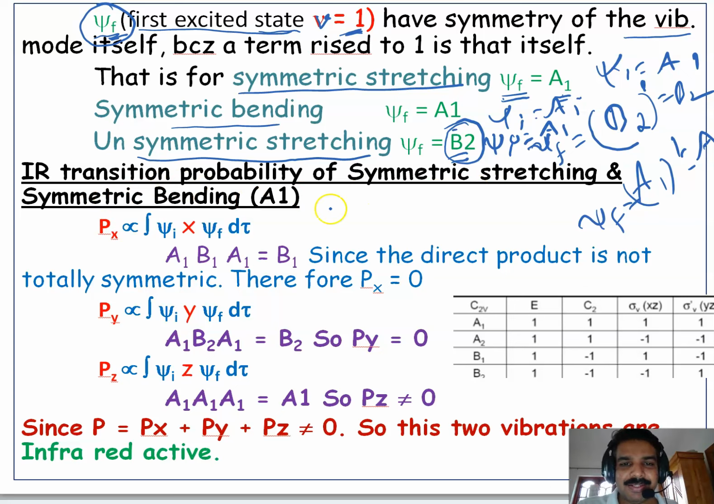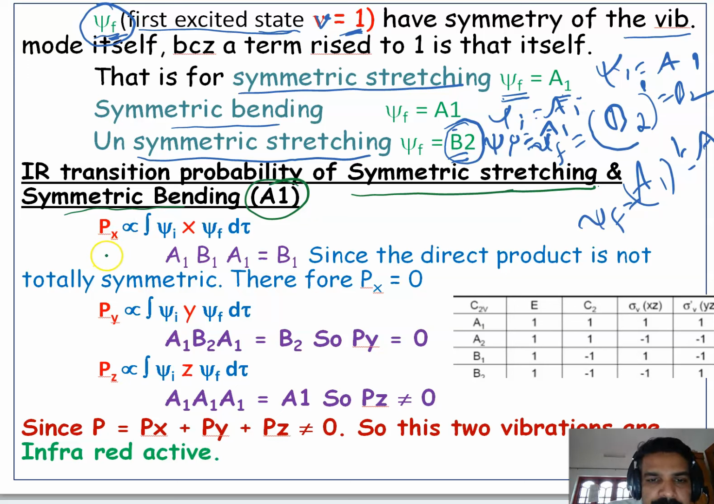So now we want to discuss the IR transition probability of the different modes. Okay, we come to the point. The IR transition probability of symmetric stretching and symmetric bending, both are A1 modes. So we want to calculate the transition probabilities Px, Py, Pz. If any one of these, either Px, Py or Pz, is non-zero, this mode will be IR active.